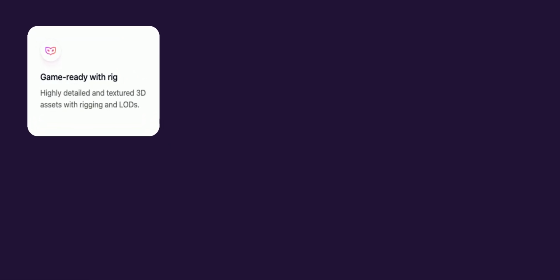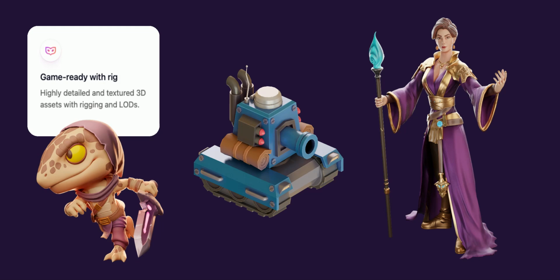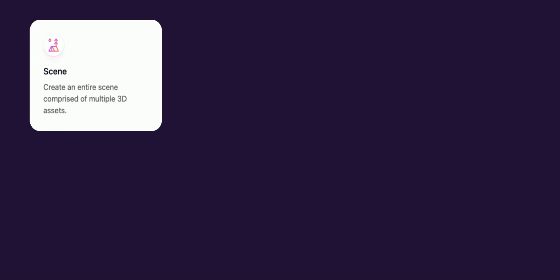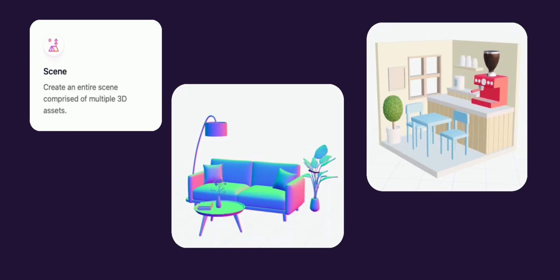Game-ready assets with rigs are best used for characters and vehicles. These assets include the rigging stage. You can either use the Kaedim default rigs or work with us to integrate your rig templates to be used with your generations. Scenes output multiple 3D assets within a single generation.